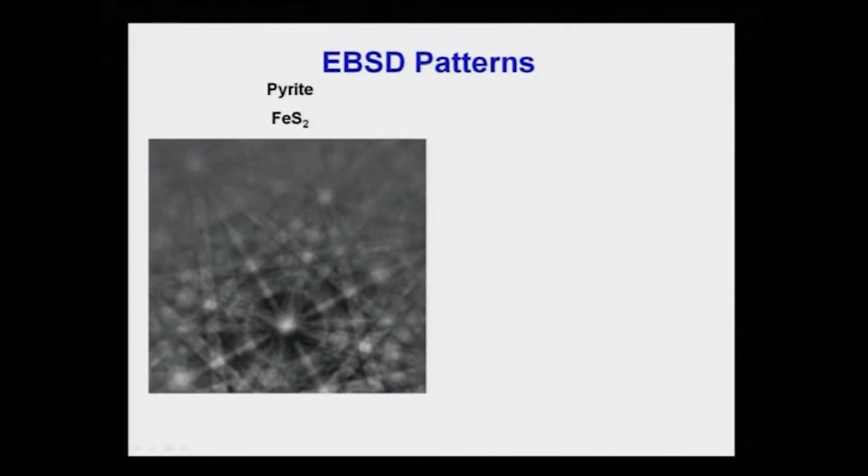So, EBSD patterns, let us see, this is taken from pyrite. Pyrite is nothing but FeS2. One can take a metal also, but I am showing you this. As you see, there is a zone axis here, there, in fact there are so many zone axes. There is a zone axis there, there, many. Okay, so basically this is the major zone axis where many lines, or many bands, are meeting.